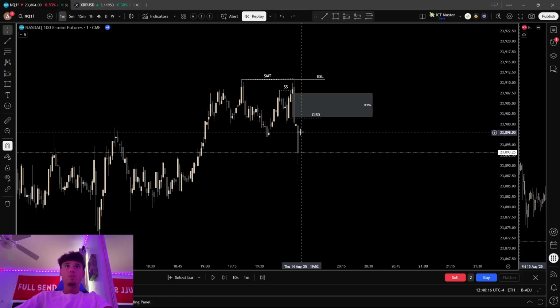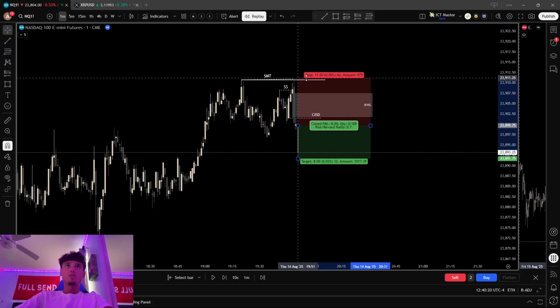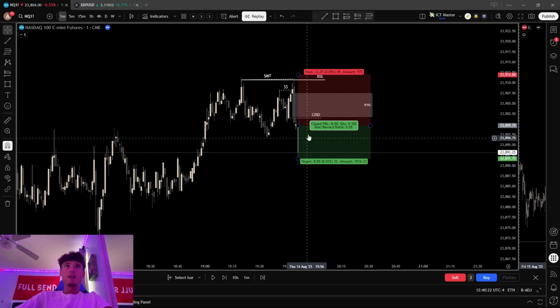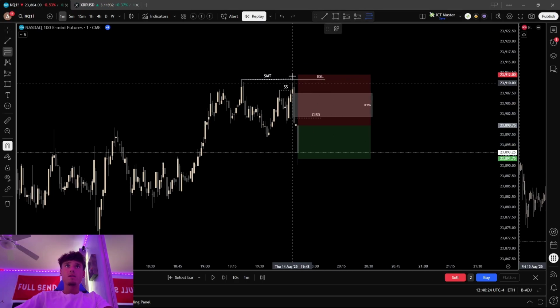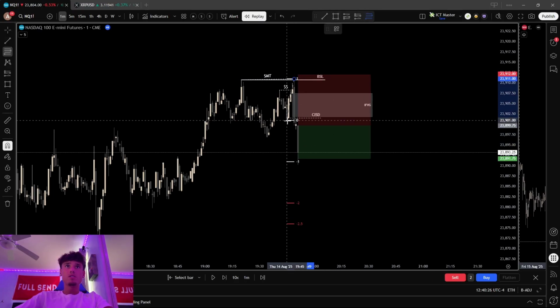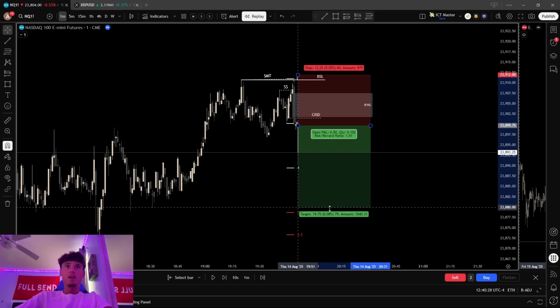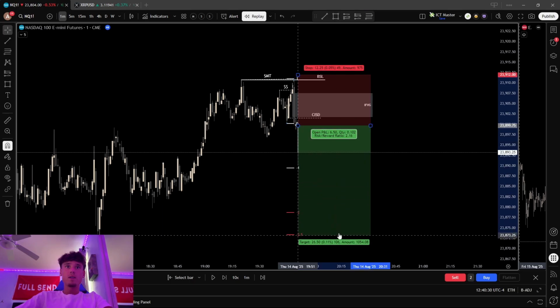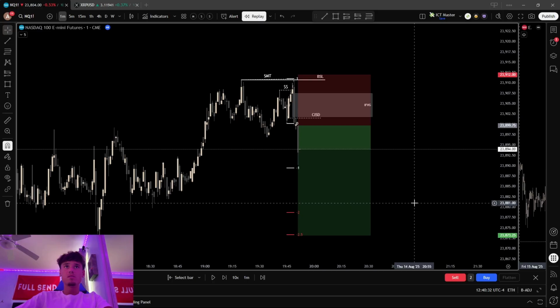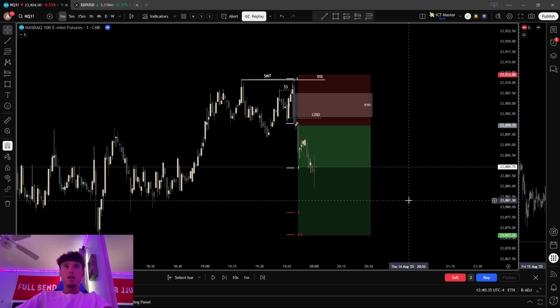And right here, we would enter right over here. Stop loss goes right above the SMT high. We want to take a standard deviation from the start of the manipulation right to the end. And we are going to target right down to this -2. Let's see how we go.